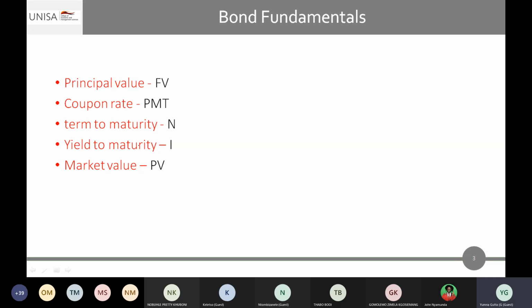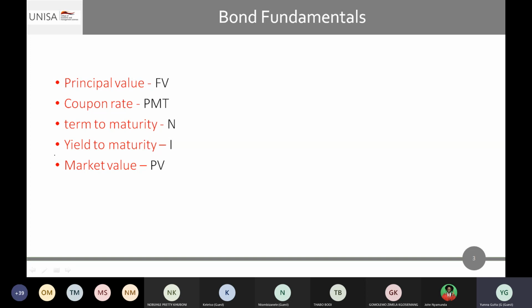Then you get your yield to maturity, which is your interest rate, right? This interest rate takes into account changes in the price, as well as the interest getting paid. So the coupon rate and the yield to maturity are two different aspects. The yield to maturity calculates the total return on the bond, whereas the coupon rate is just based on interest payments, right?